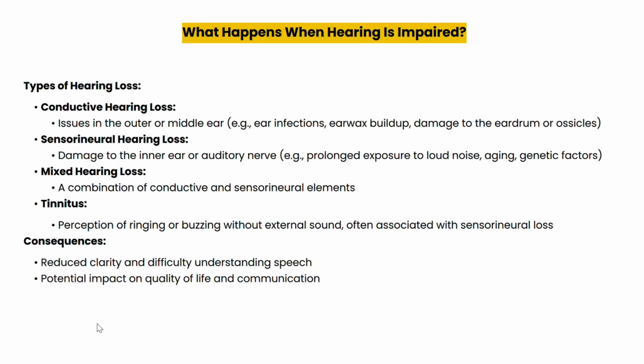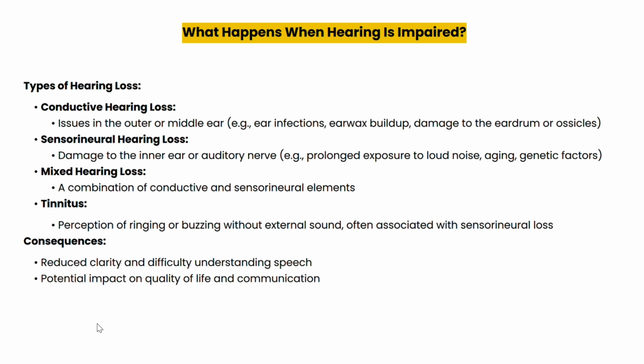Now, what happens when hearing is impaired? Even though our hearing system is incredibly efficient, it is not immune to problems, because hearing impairment can occur at different points in the auditory pathway. For example, conductive hearing loss happens when something obstructs or damages the outer or middle ear. Think of an ear infection, wax buildup, or even a perforated eardrum.